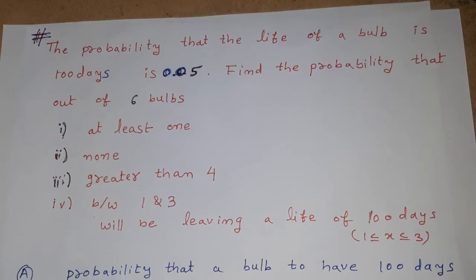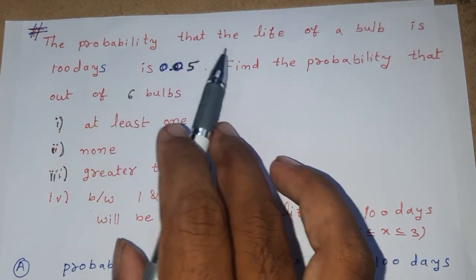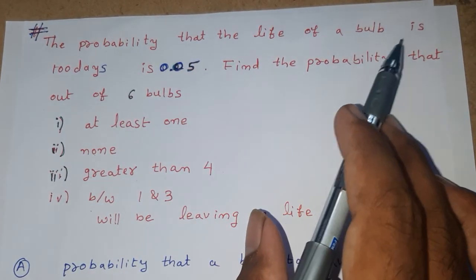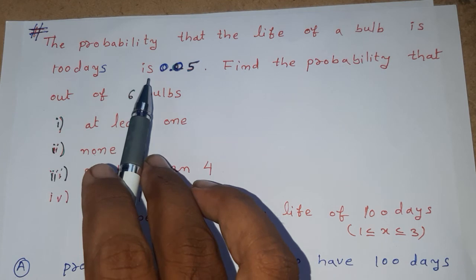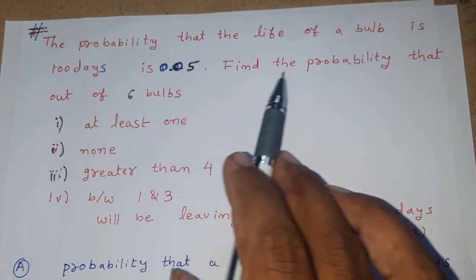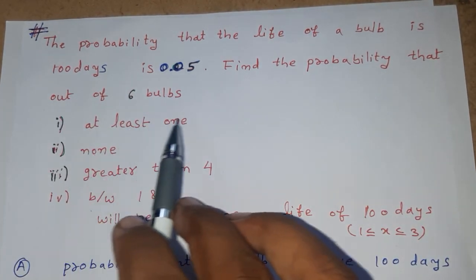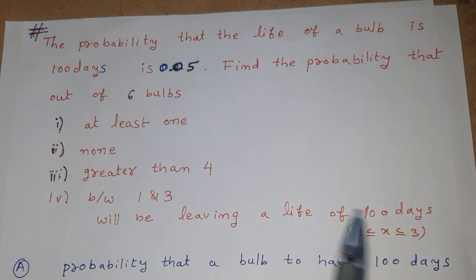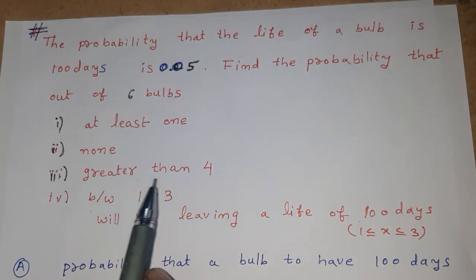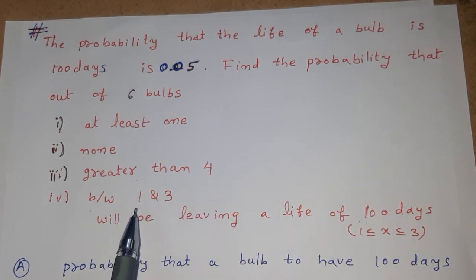Okay, students, let us go to the problem. The problem is: the probability that the life of a bulb is 100 days is 0.05. Find the probability that out of 6 bulbs, at least one has a 100-day life, or none has a 100-day life, or more than 4 have a 100-day life, or the number of bulbs having a 100-day life is between 1 and 3.